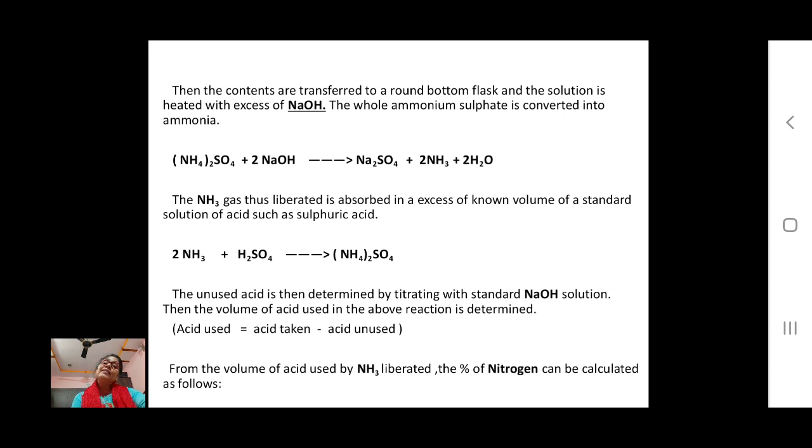Means where the acid has been used, definitely the acid used is consumed by the ammonia produced in the above reaction. So by calculating the acid used, we are able to find out the quantity of ammonia liberated, and then we are able to find out the percentage of nitrogen.